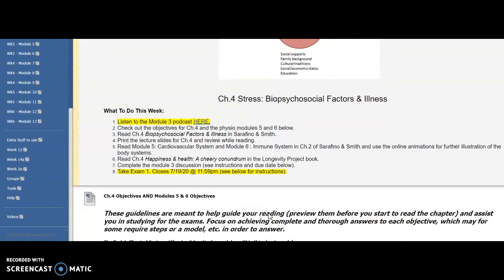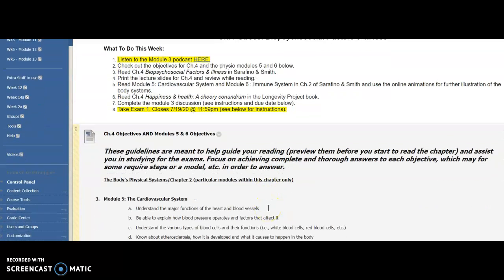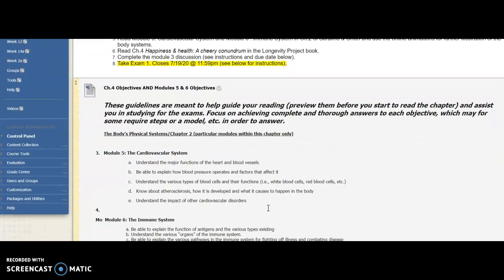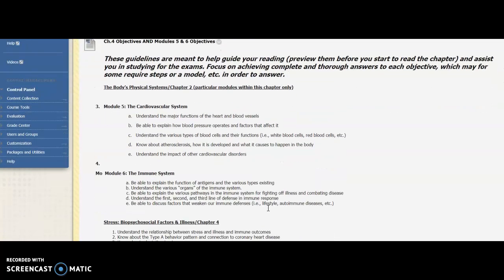Here's your to-do list for the week. I'm going to jump to the objectives. So we're also covering 2 more bodily system modules along with this chapter: the cardiovascular system and the immune system. And the information about these is located in Chapter 2. I know it says modules, and that can be confusing, but that's only because Chapter 2 breaks down the body systems by modules as well.